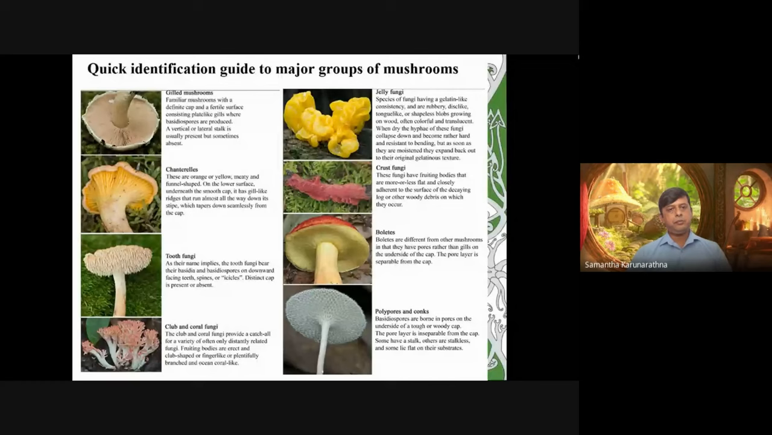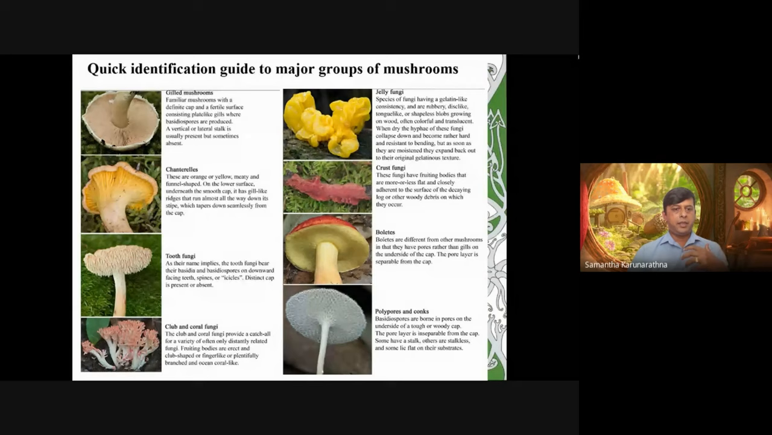So depending on the different types, there are different groups of mushrooms, but this is not a scientific grouping. This is just a technical grouping that is done in order to identify different major groups. So you can see this is a gilled mushroom. That means this group of mushrooms have gills. And Cantharellus, that means the mushrooms look like the famous mushroom Cantharellus. So this group includes the mushrooms that look like this. And tooth fungi, so this group has mushrooms that have tooth-like projections underside.